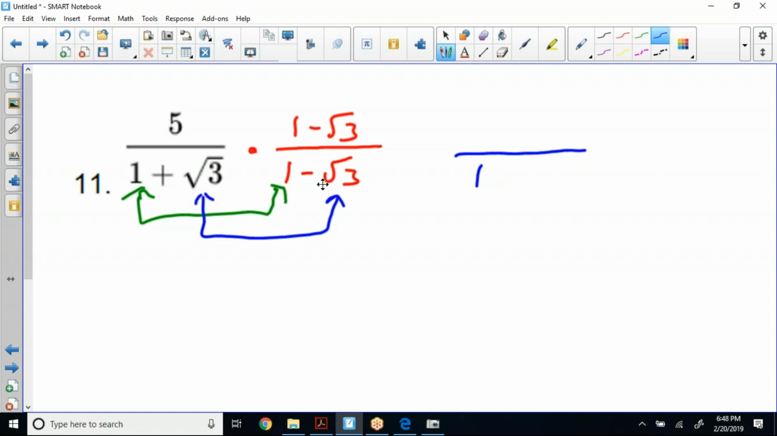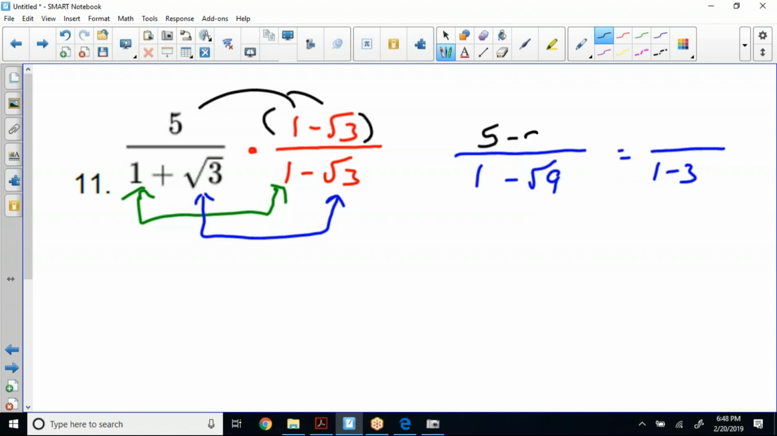So what's 1 times 1? Positive square root of 3 times negative square root of 3. That's negative square root of 9. Y'all okay with that? Now, we know, or should know, that that's really going to be 1 minus 3, right? Okay, now let's go work the top up here. We're going to take that 5 in here. That's going to be 5 minus 5 square root of 3. And then 5 minus 5 square root of 3 over negative 2, right?